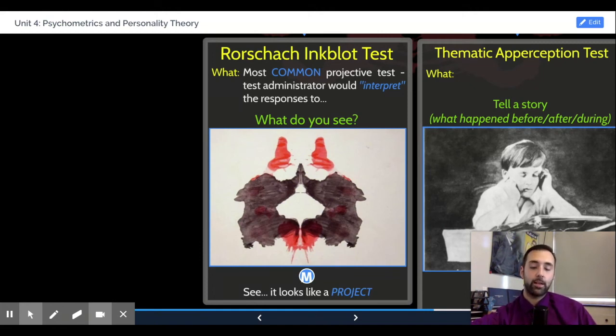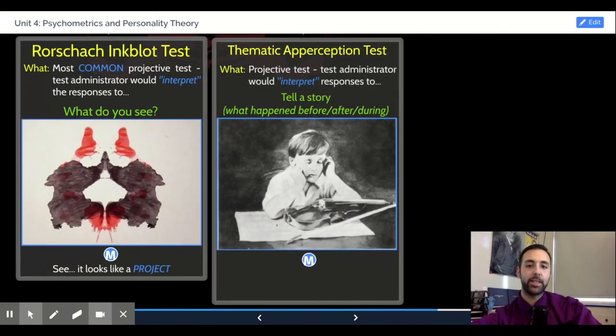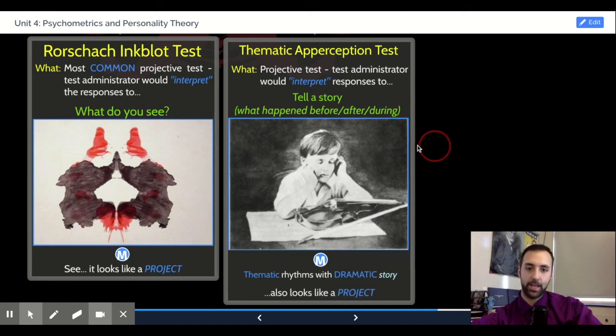Just to reiterate here, I made a comment a moment ago that projective tests kind of look like school projects. Again, it's very visual, very artistic. So again, it kind of looks like a school project. The other one that's really common is the thematic apperception test.